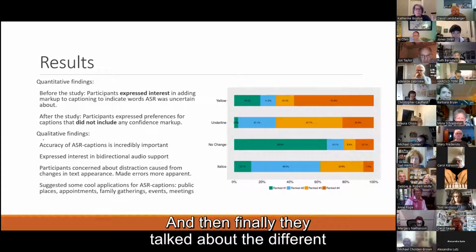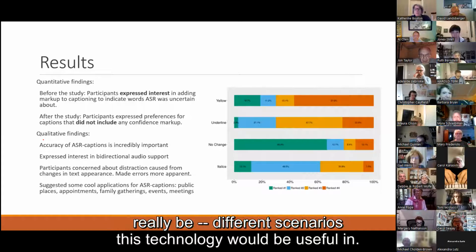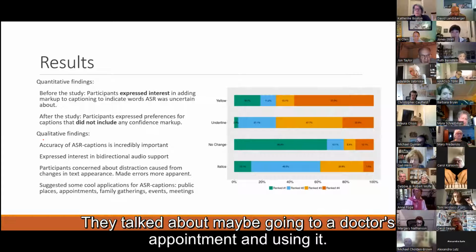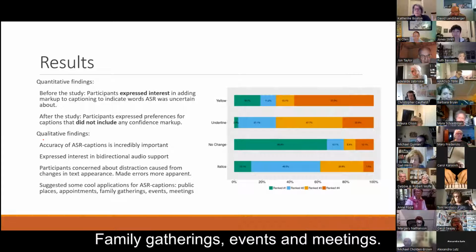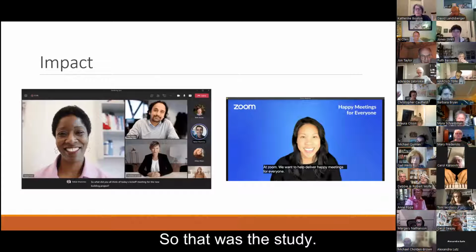And then finally, they talked about the different kinds of scenarios that this technology would be useful in. So they talked about public places. They talked about maybe going to a doctor's appointment and using it, family gatherings, events, and meetings. So that was the study.